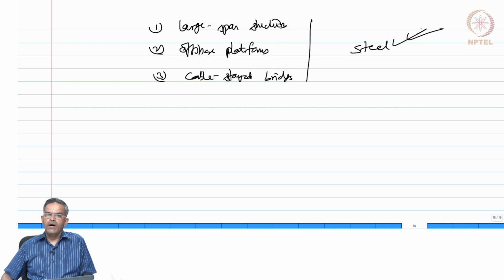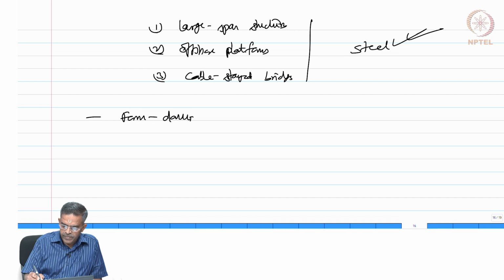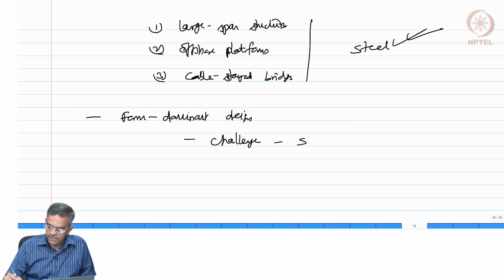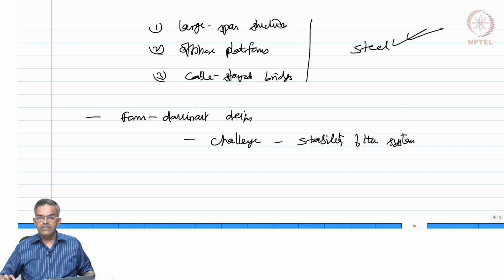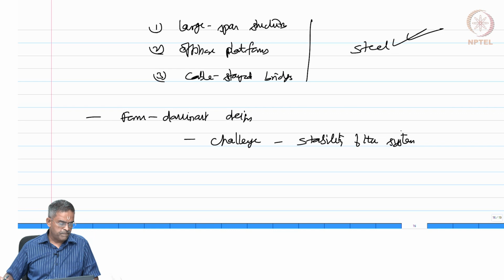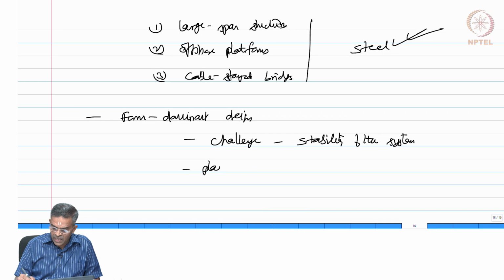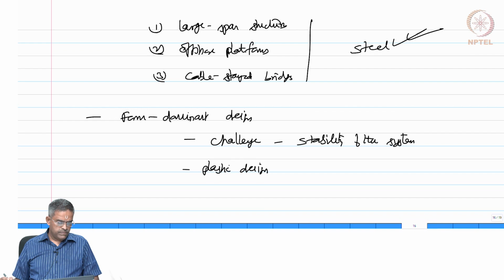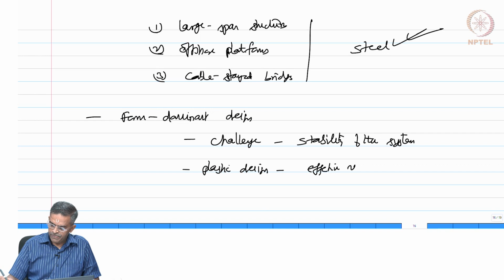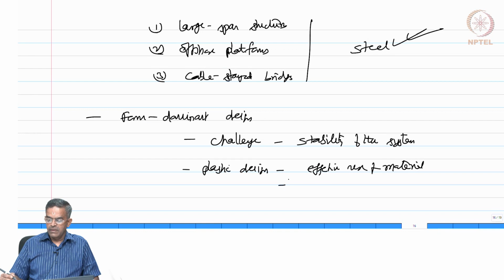However, when we talk about form dominant design, the foremost challenge in form dominant design is stability of the structural system. It is one of the essential features which should be ensured in form dominant design. Under extreme cases such as accidental loads and fire, plastic design plays a very important role, but when you use a plastic design philosophy, though you say there is an effective use of material, we have to also ensure the geometric stability of the system.